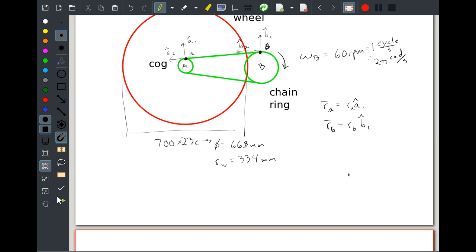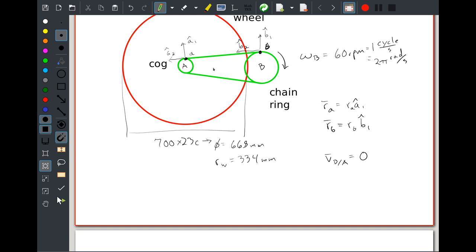Now the constraint on the system is that the velocity of B with respect to A has to be 0. If it's anything other than 0, then the chain is either stretching or compressing. And either way, we don't have a chain that's under tension. So the fact that the chain is under tension, this distance has to remain constant, which means that A and B have to remain, the relative velocity of A to B has to be 0. I'll continue down here.